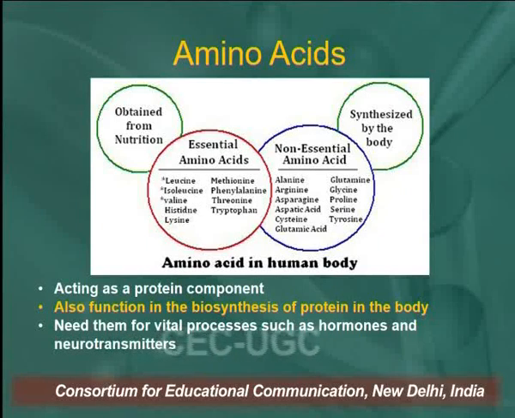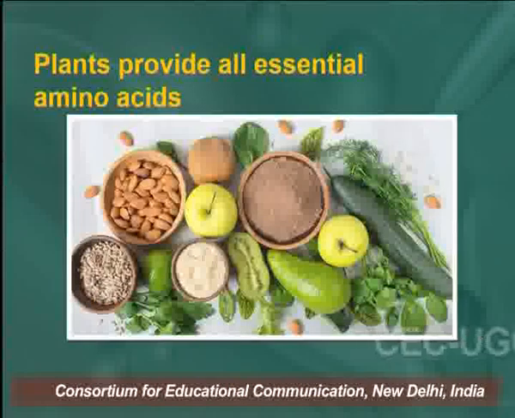The amino acids which take part in protein synthesis are called proteinogenic amino acids. So amino acids acting as protein components also function in the biosynthesis of protein in our body. Along with protein synthesis, amino acids are needed for vital processes such as hormones and neurotransmitters.